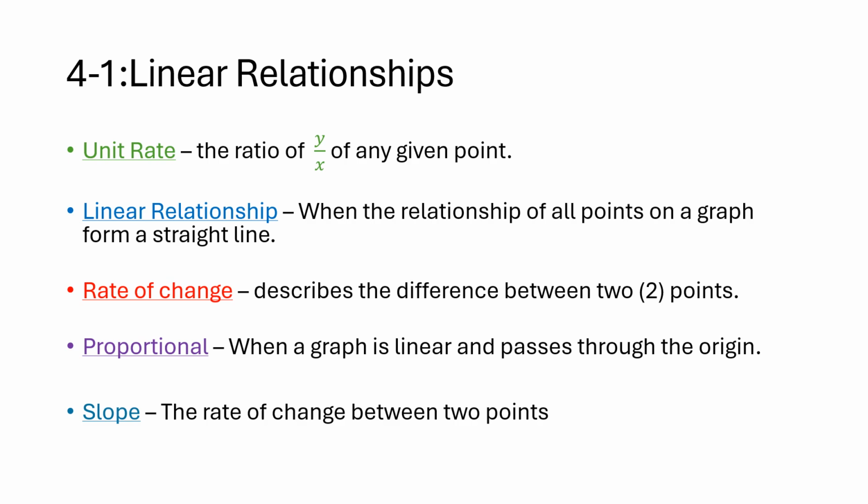So here are some important definitions you probably should jot down. Unit rate is the ratio of input and output, x to y, of any point. Now, your rate of change and your unit rate and your slope should all be the same if you have a linear relationship. So that's step one of identifying whether you have a linear relationship or not. If your unit rate is the same as your slope, in other words, your unit rate is constant for every point, then you have a linear relationship.